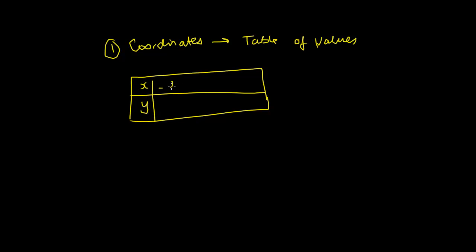So for example, we're going to put some x values: minus 2, minus 1, 0, 1, and 2. And we're going to be finding the graph of y equals x plus 1. So what does this mean? Well, it means whatever our x value is, in this case it's minus 2, we're going to add 1 to it. Well, what's minus 2 plus 1? Minus 2 plus 1 is minus 1.